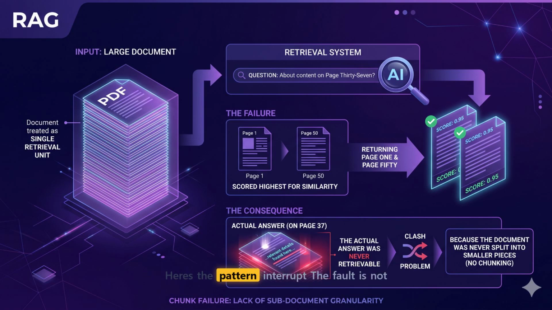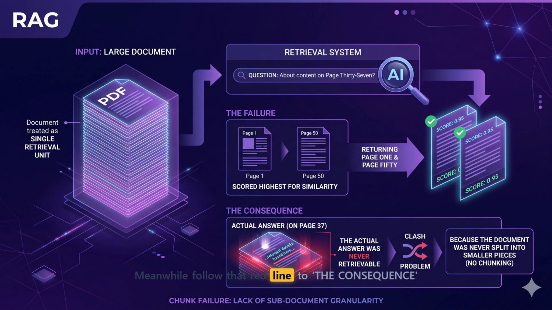Here's the pattern interrupt. The fault is not in the generation. The LLM did not hallucinate. The retrieved context genuinely did not contain the answer. The model generated precisely from what it was given, introduction and conclusion text, and produced a plausible sounding yet fundamentally wrong response. We didn't give it a chance.